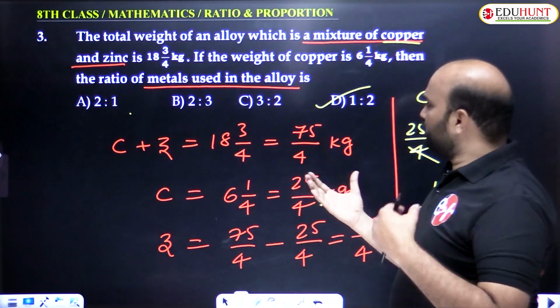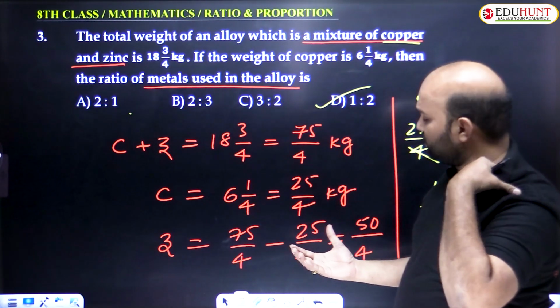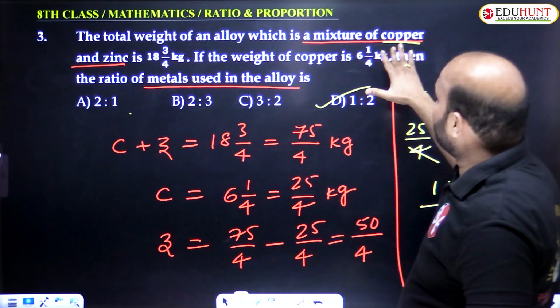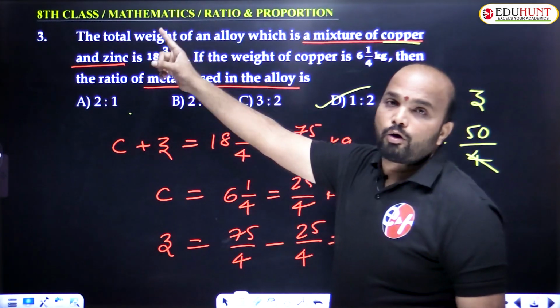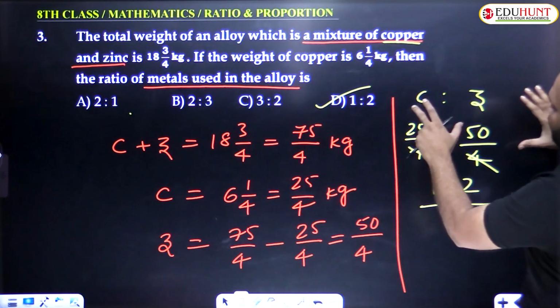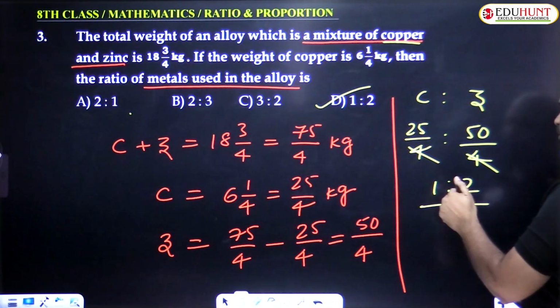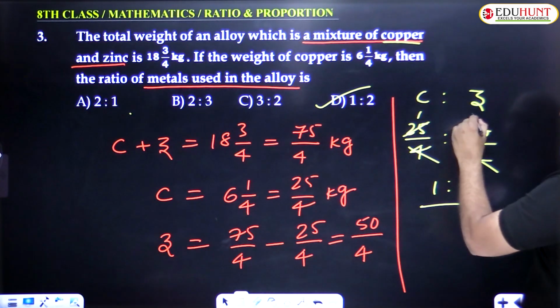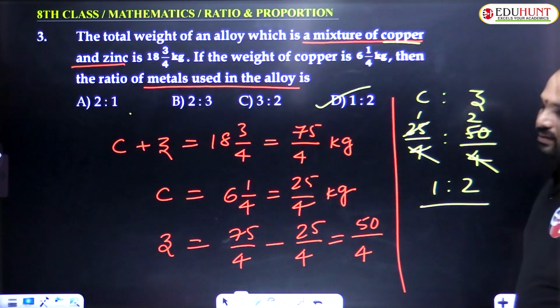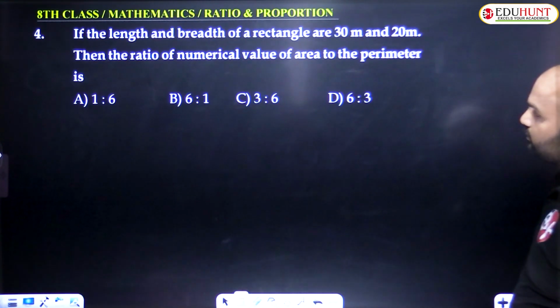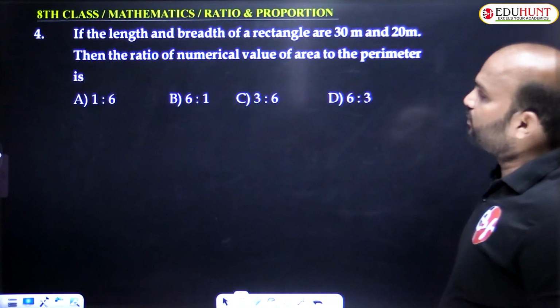Sometimes we can misread this type of question, because here the respective order is very important. Initially what I am given is copper and zinc, so finally you take the copper and zinc parts. So 25 by 4, 50 by 4. 4 cancels. 25 ones are 25, twos are 50. 1:2 is the required answer. Am I clear? Let's go to question number 4.